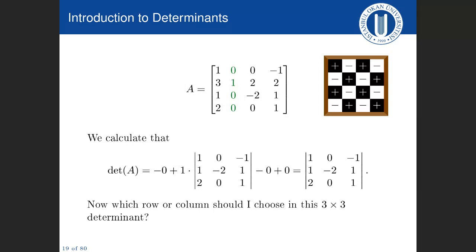So the second column of the checkerboard goes minus, plus, minus, plus. And our numbers are 0, 1, 0, 0. So it's going to be minus 0 plus 1 times the minor of entry A22 minus 0 plus 0. So we only need to calculate the determinant of this 3x3 matrix.